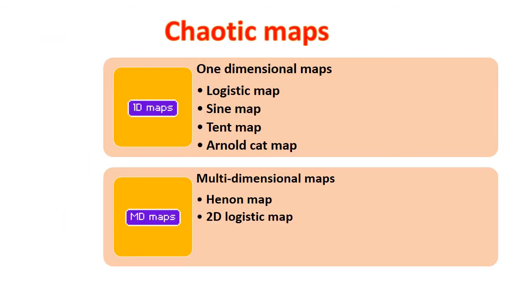The chaotic maps are broadly categorized as one-dimensional map and multi-dimensional map. Under one-dimensional map, the logistic map, sine map, tent map, and Arnold cat map are popular examples. In the category of multi-dimensional map, the Henon map and two-dimensional logistic map are common examples. Any of these maps can be used for the key generation of the crypto system. But before using them, it is very crucial to understand the dynamic behavior of the map and the control parameter range where they behave chaotically.